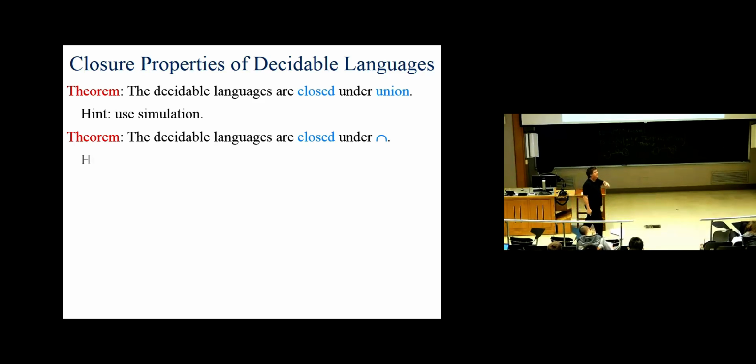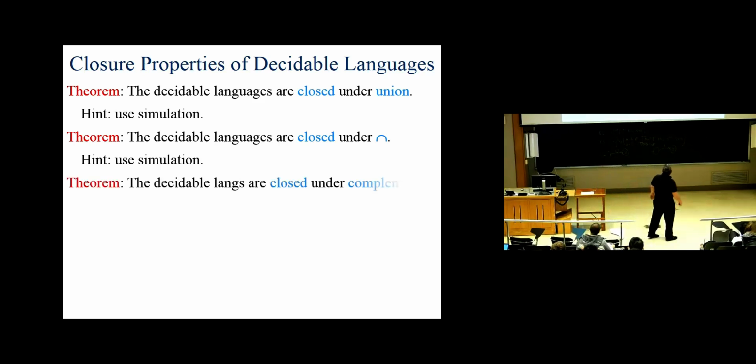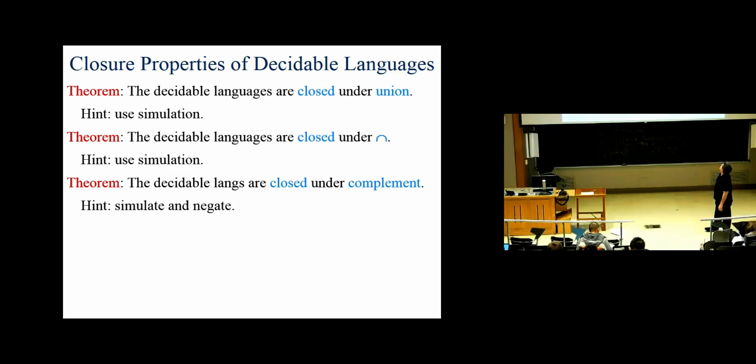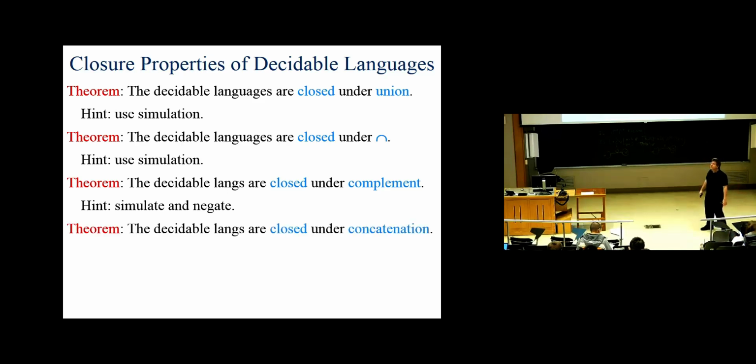Or you can use De Morgan's law, but when you use De Morgan's law, you need complementation. That's why I kind of hesitated on that. You're right, but you've got to show that they're closed under complement first. And then you can use De Morgan's law based on either one or the other, union or intersection. So complementation is basically simulate and negate, just flip the answer, right? So those are relatively easy theorems, right?